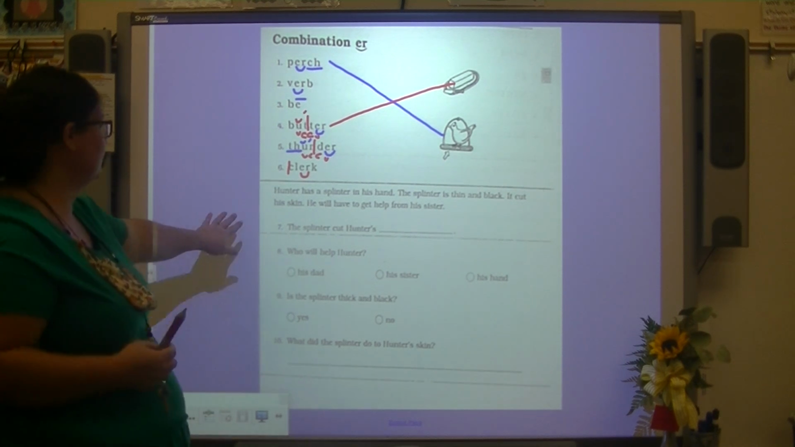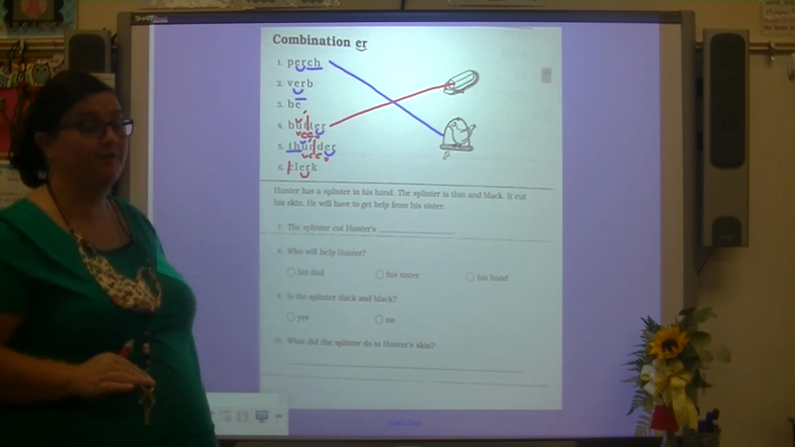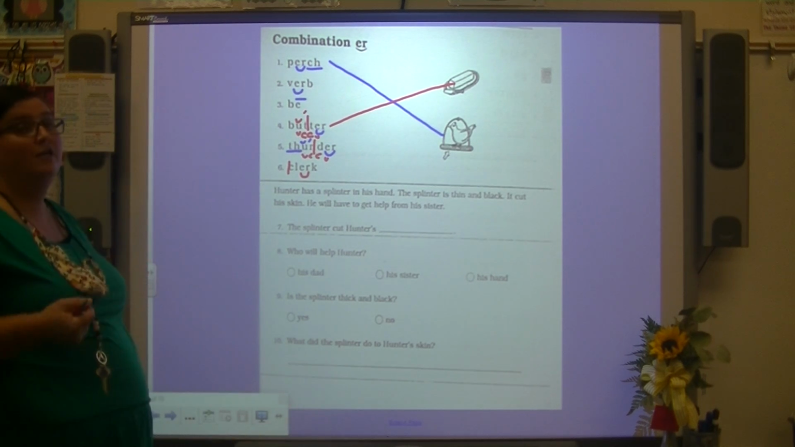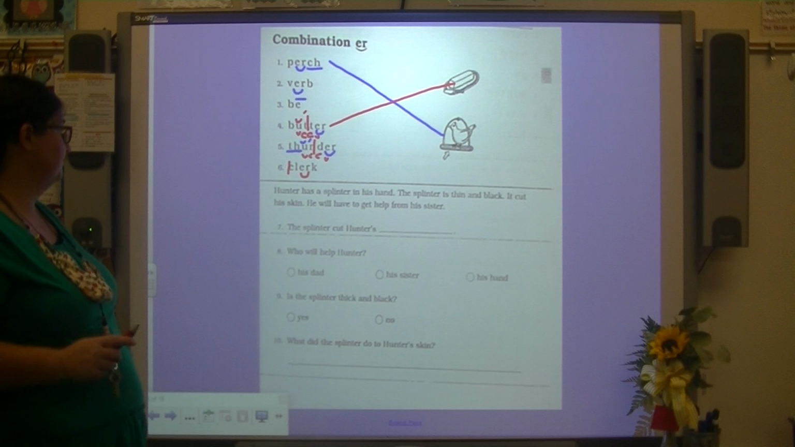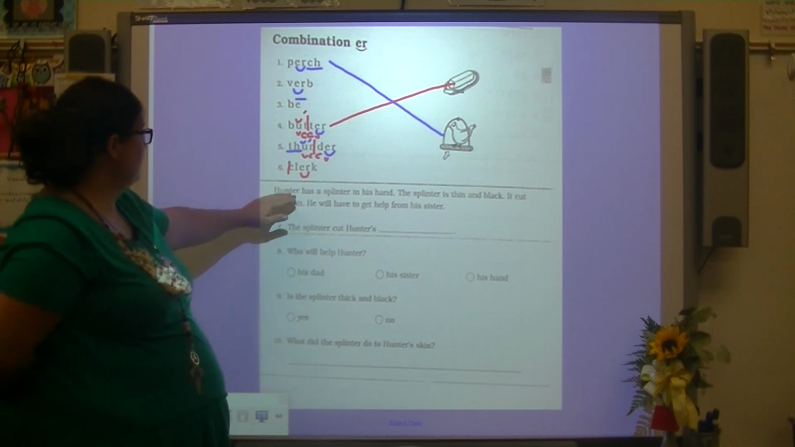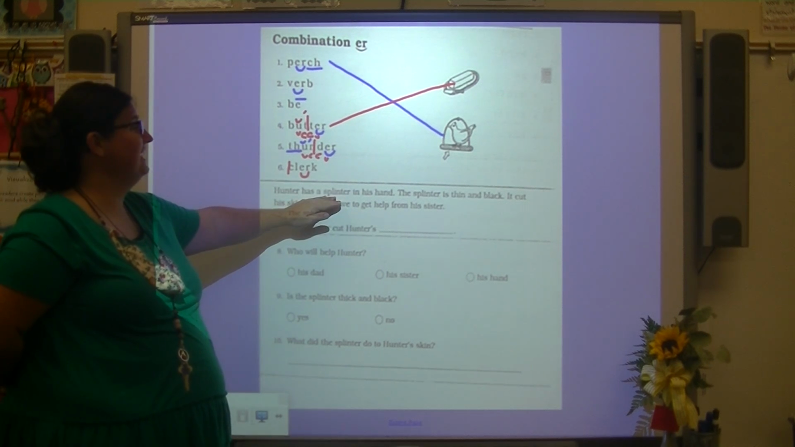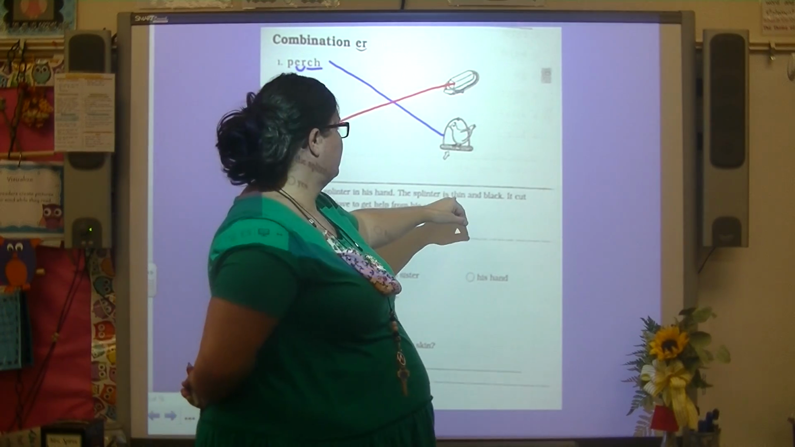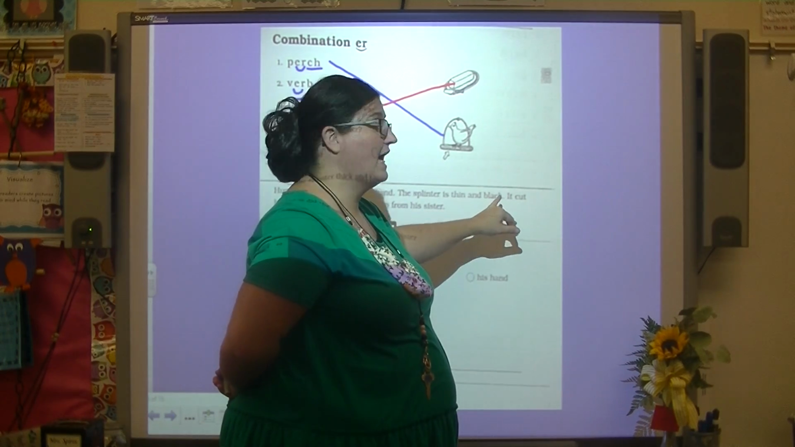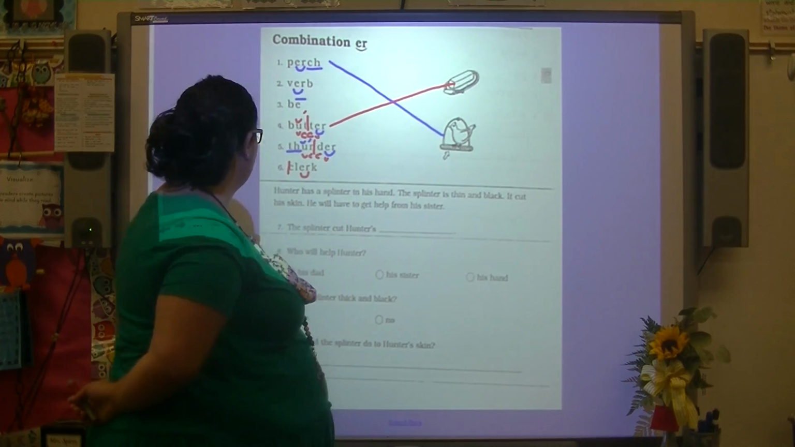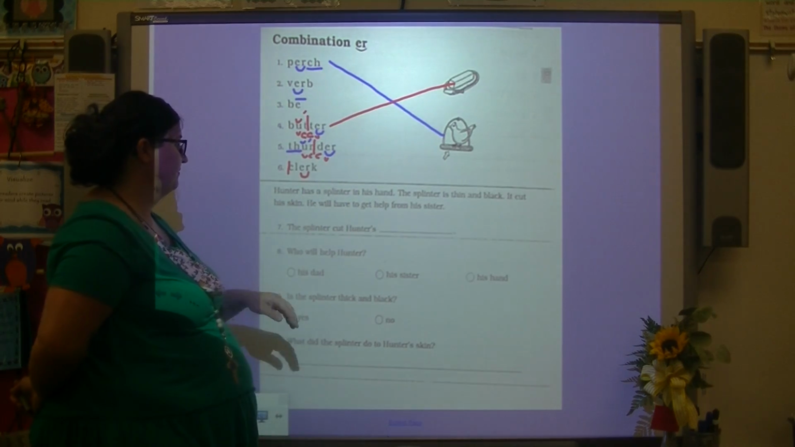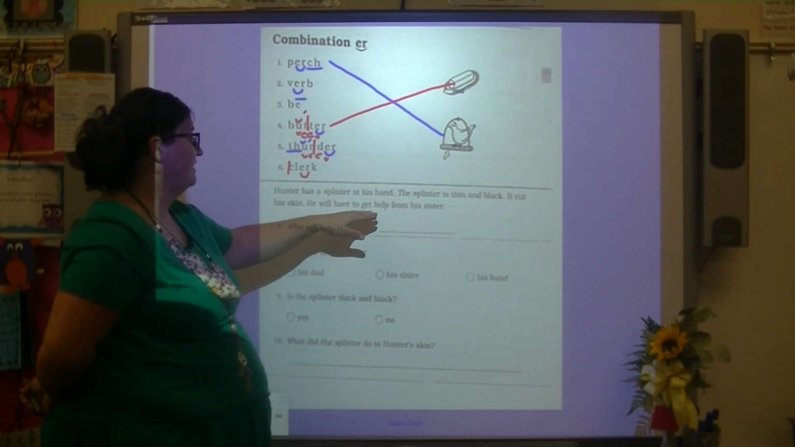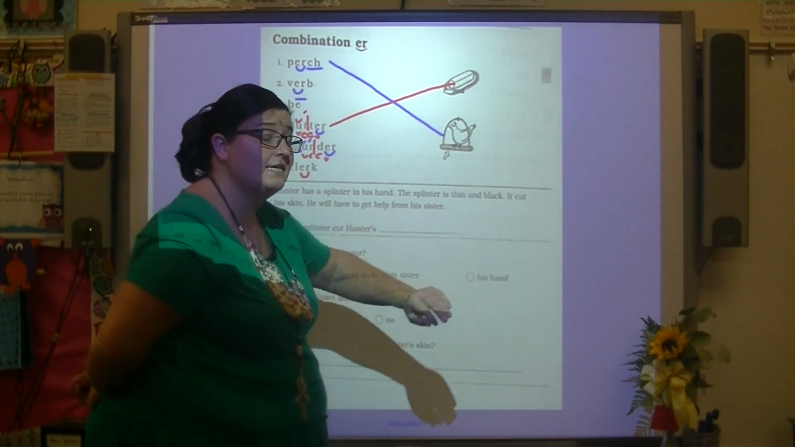All right, going on to reading. Your stories are getting a little longer. Remember, if you're having trouble reading them, code your words. Hunter has a splinter in his hand. The splinter is thin and black. It cut his skin. He will have to get help from his sister.